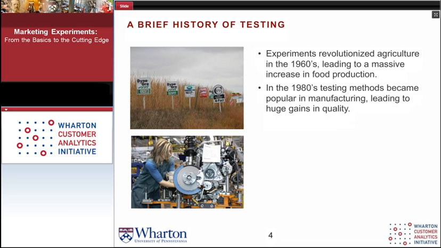More recently, some of you may have been exposed to testing in manufacturing industries. In the 1980s, experimentation methods gained popularity in manufacturing, and they led to tenfold type gains in quality of products. So the fact that you get your laptop and it usually works right off the bat is in large part due to the fact that people are using experiments in manufacturing to figure out the best way to screw things together.